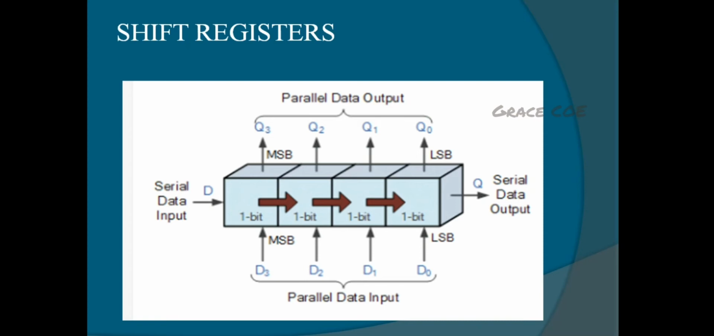In the case of serial input and parallel output, we give the serial input on a bit-by-bit basis, whereas the output is obtained in parallel. You can access the output of each D flip-flop in parallel.